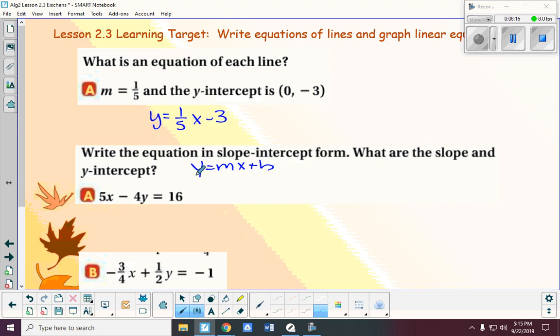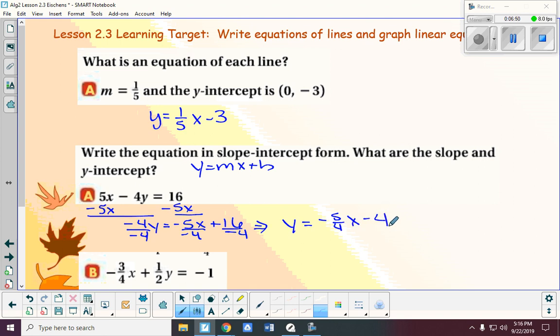You'll notice the y is by itself, which means if we want our equation to be in slope-intercept, we have to solve for y. So first we isolate the y term. So we'll subtract 5x from both sides. And then to get y by itself, it's getting multiplied by -4, so we divide by -4. But if we divide this side by -4, everything over here needs to get divided by -4. So then we have to simplify, so y equals -5x minus 4.